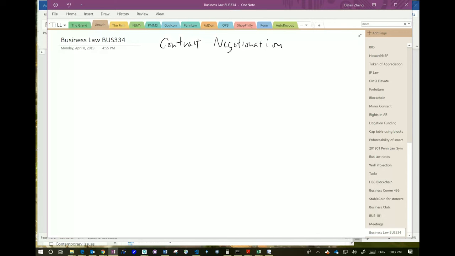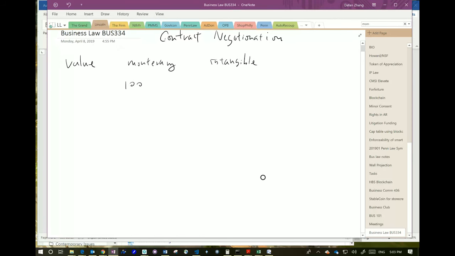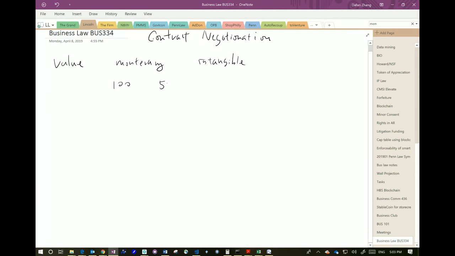So, with this process, let's first understand that everything has value. Sometimes the value is monetary. Sometimes the value is intangible. It's easy to negotiate a monetary value. If you want something to be $100 and the other side wants $50, then perhaps we reach in the middle for $75.